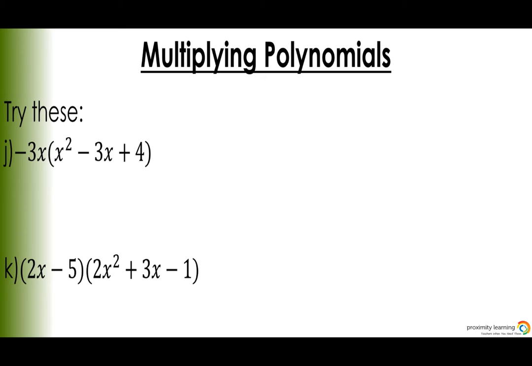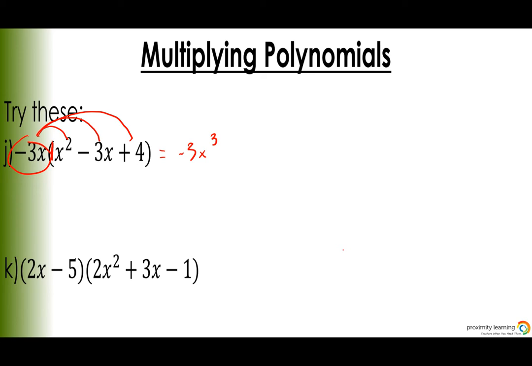So first things first, we're going to multiply -3x by x squared minus 3x plus 4. -3x times x squared: remember, if there's not a coefficient, that's an understood 1. So it's -3x times 1, or just -3. Then you add the exponents. So x to the first times x to the second gives us x to the third.